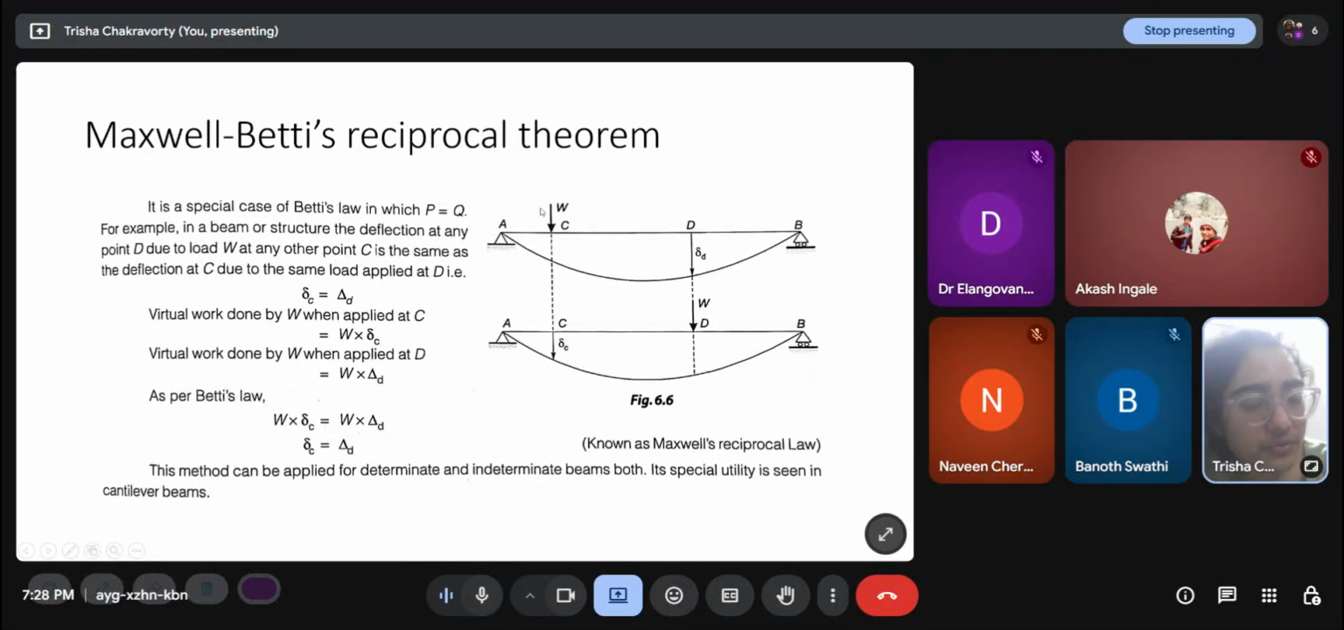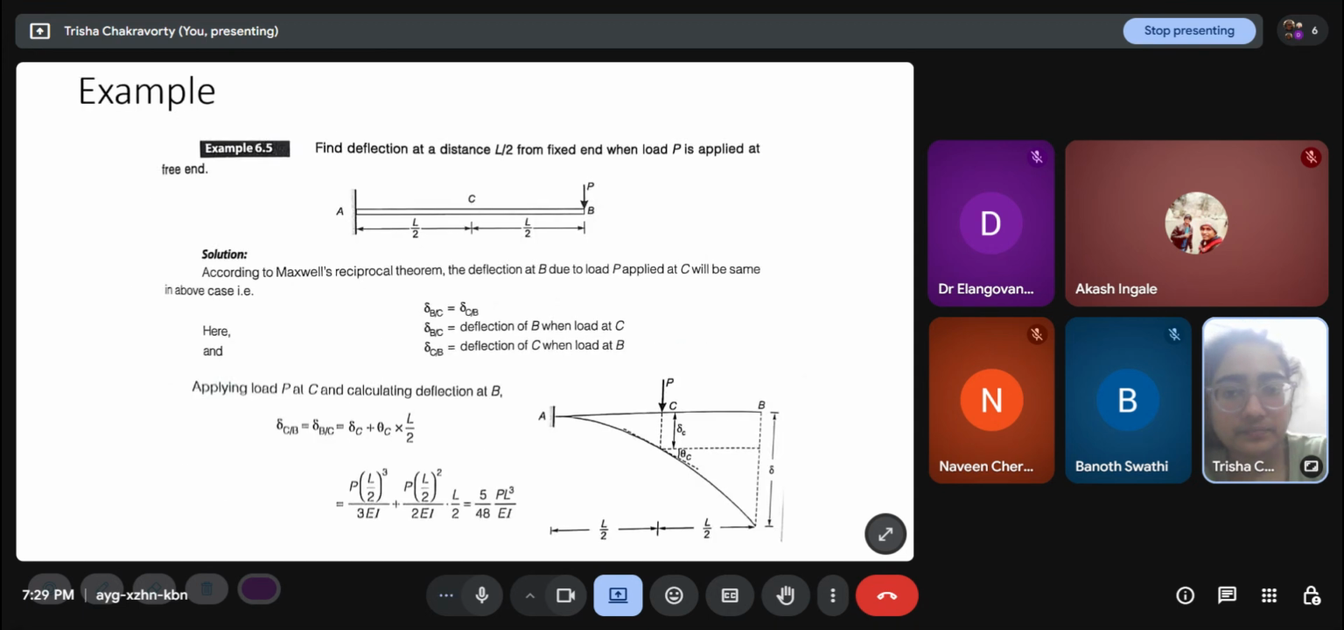Because if this is W into delta D, delta D is equal to W into delta C here, so delta D is equal to delta C. So this just means exactly what this statement says: if I apply a force W at C, the magnitude of deflection at D is equal to the magnitude of deflection at C if I apply the same load at D. This is also very important for the competitive MCQ type exams.